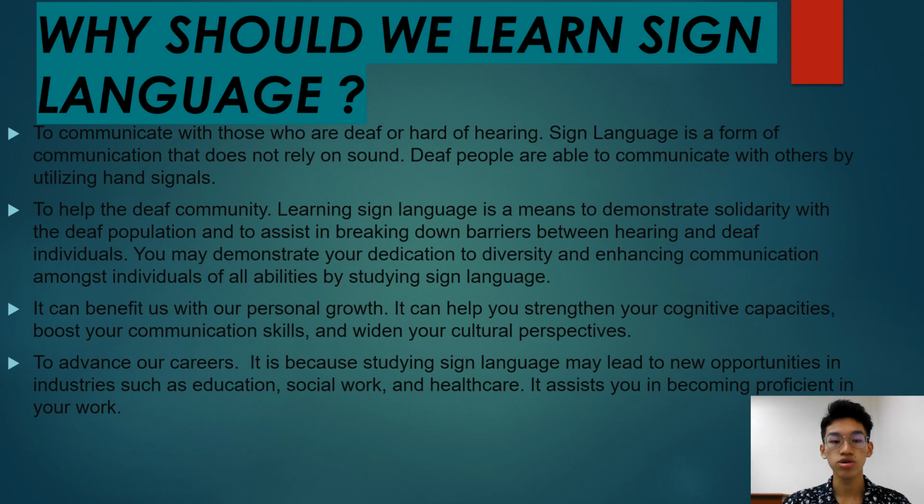Thirdly, it can benefit us with our personal growth. It can help you strengthen your cognitive capacities, boost your communication skills, and widen your cultural perspective. Lastly, to advance our careers, because studying sign language may lead to new opportunities in industries such as education, social work, and healthcare. It assists you in becoming better in your work.